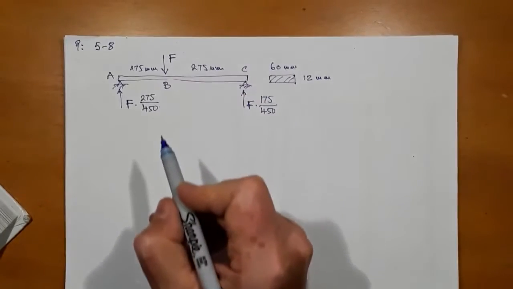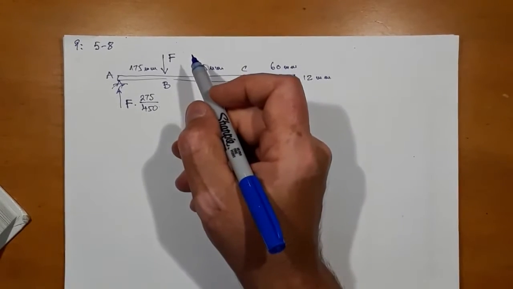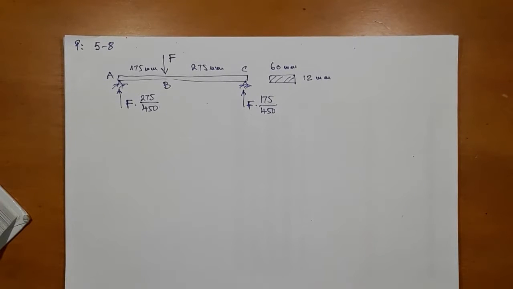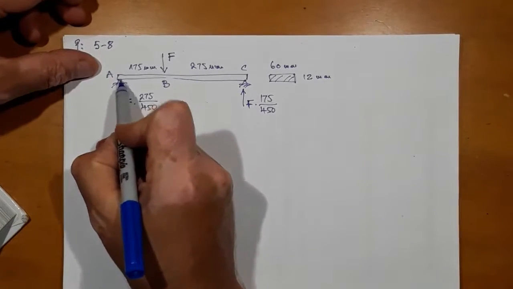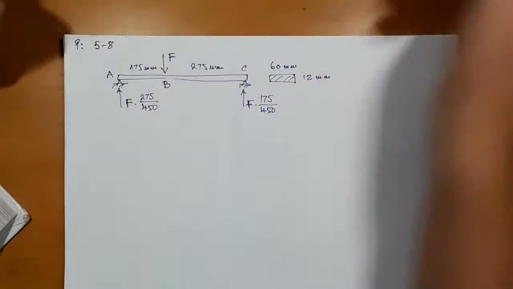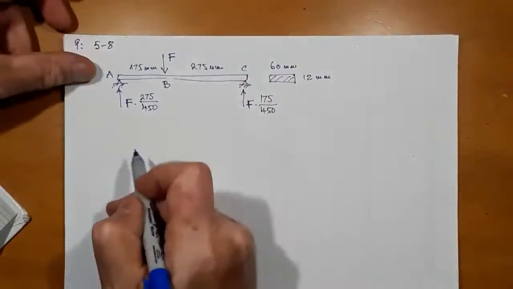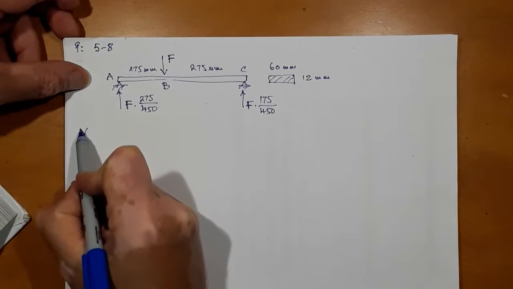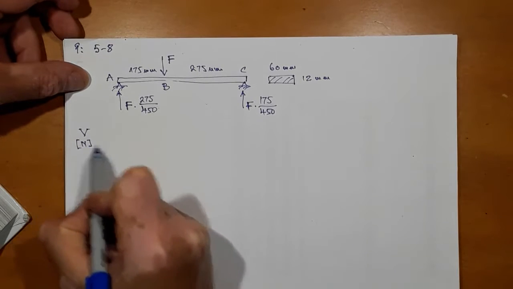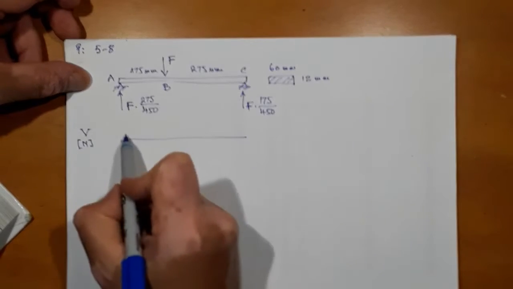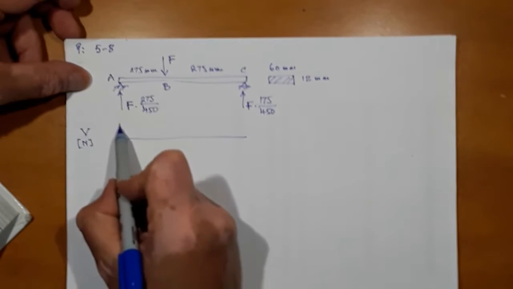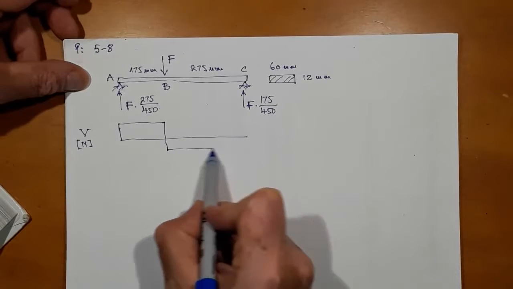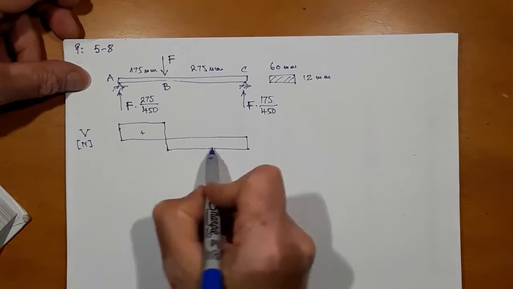Now F has two values. We know this. It's 1450, 140. So we're going to solve the problem parametrically, and so draw the diagrams parametrically. The shear diagram V, in newtons, will be the larger value here and a drop by F, and it closes to 0. So plus and minus.